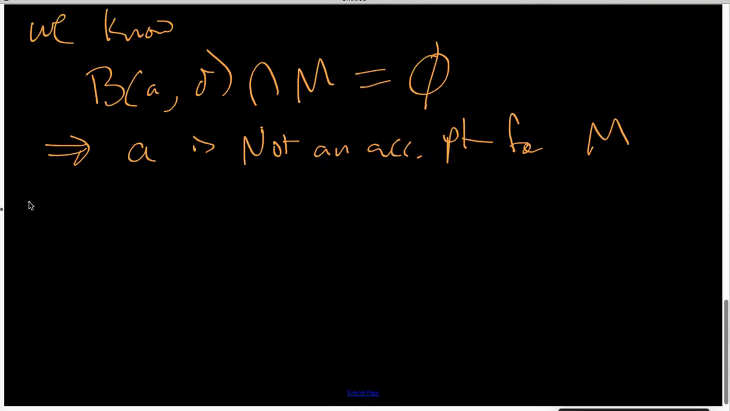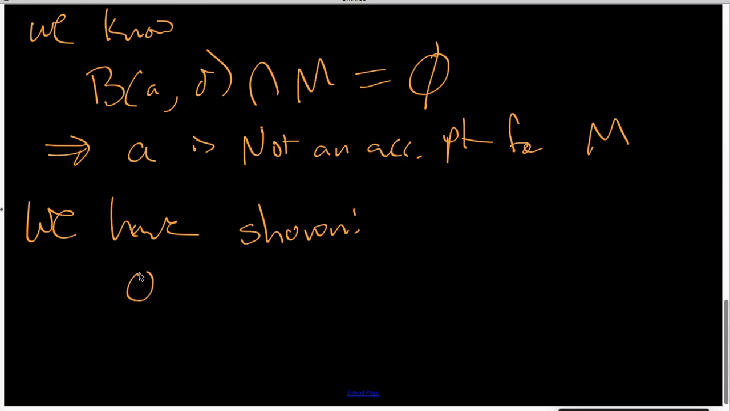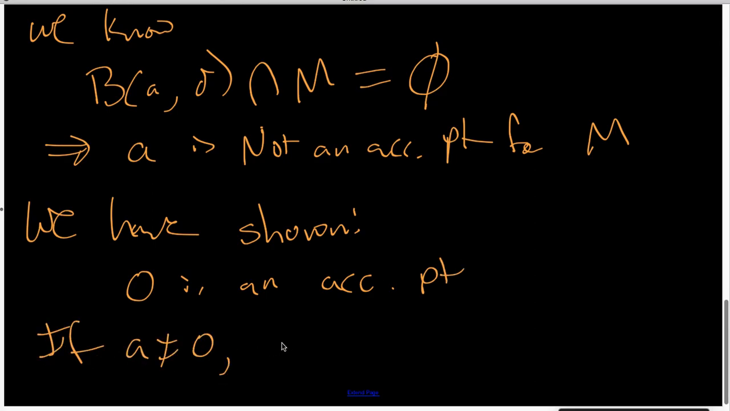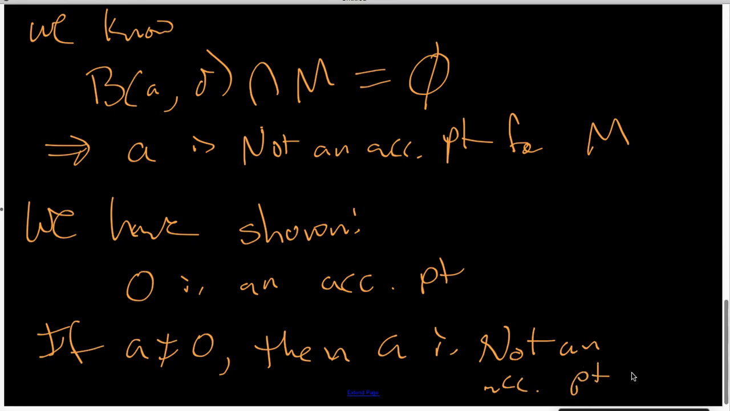In other words, we have now shown two things. 0 is an accumulation point, and if A is not 0, then A is not an accumulation point. And that completes the proof of problem 15.